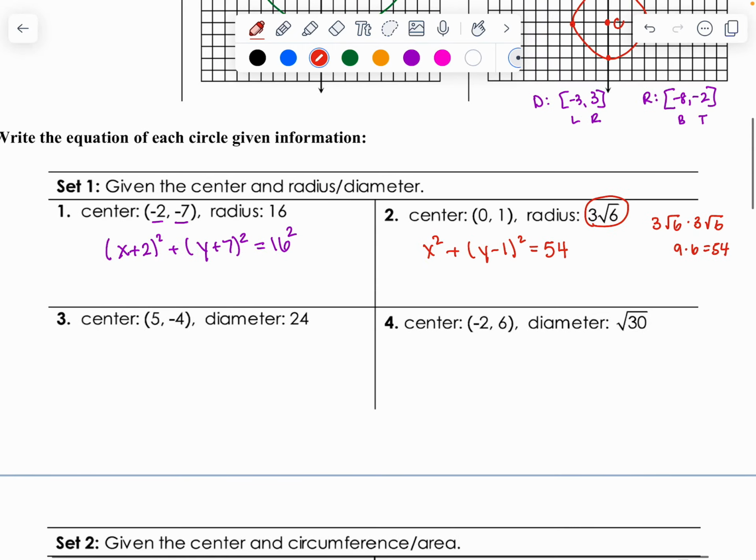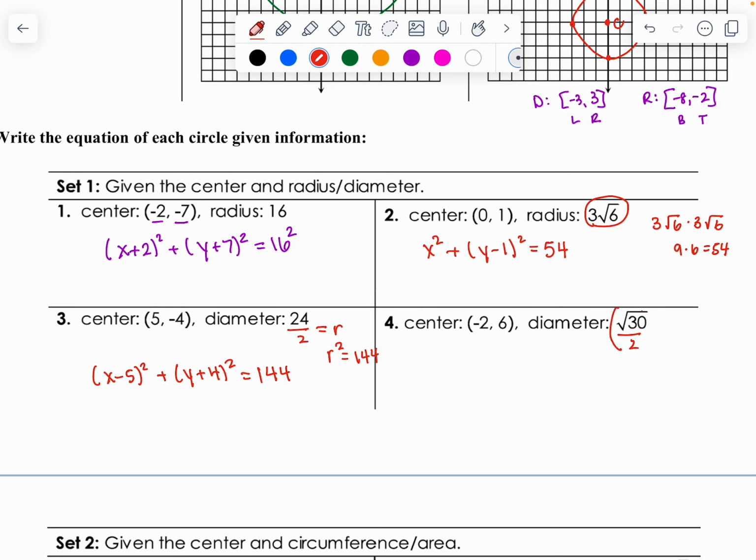Now this time when I had the diameter, in having the diameter, you want to definitely take half of that to get your radius, and then you also have to square it. So r squared in this case is going to be 144. So using the center of 5, negative 4, we write the circle equation using our shifts. And then on the other side, again, we took half of the diameter, which was 12, squared it, and got 144.